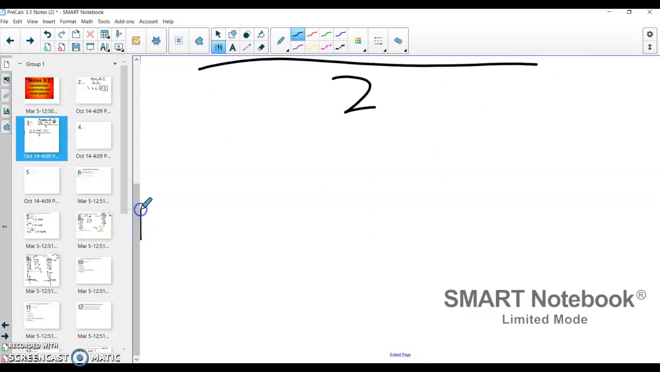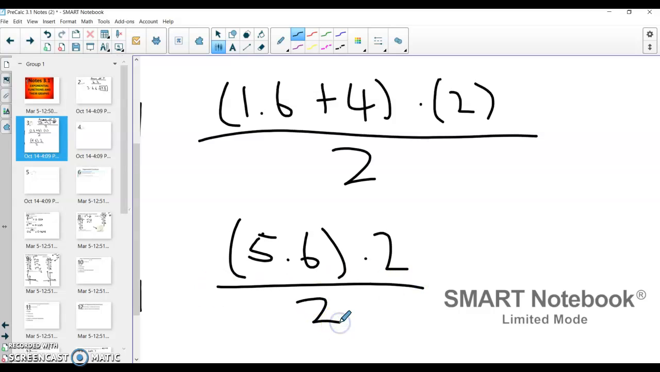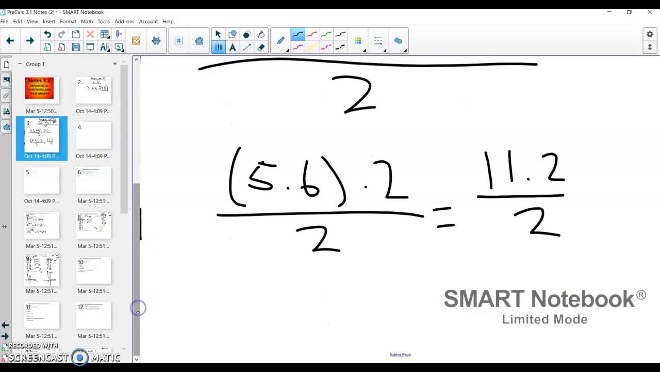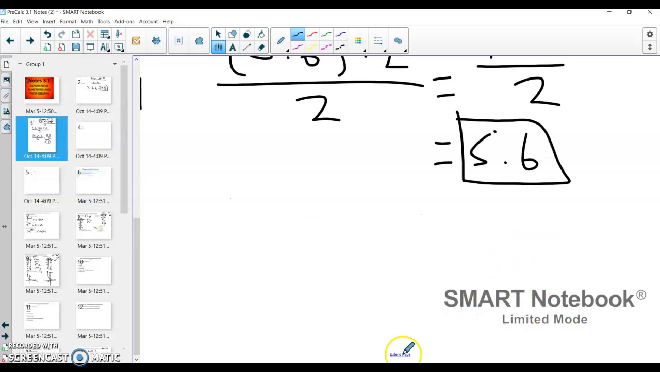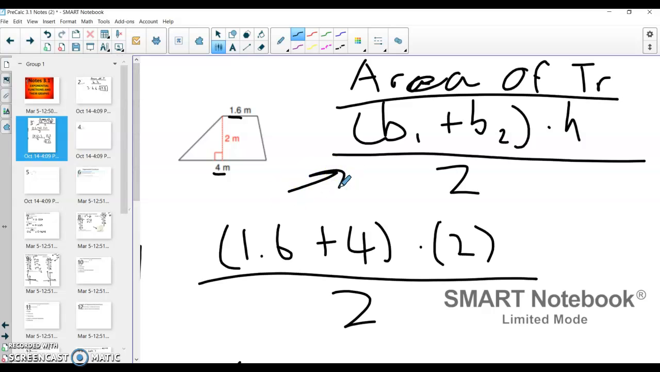If I extend it here, 1.6 plus 4 is going to give me 5.6 times 2 all over 2. I've got to use my calculator again. That's going to give me 11.2 over 2. And when I divide it, I get 5.6. Look at that. And that is the area of my trapezoid using the trapezoid formula, which again is this right here.